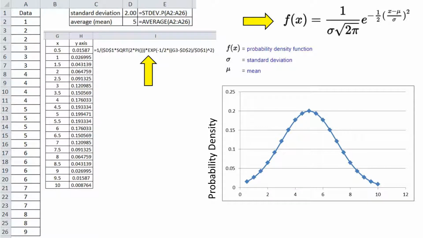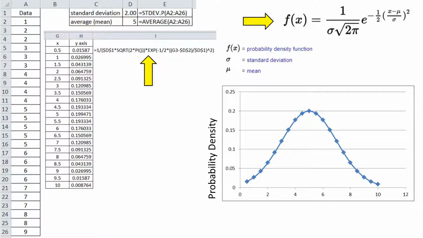Welcome to Intro to Statistics Part 4. In this video, we'll be going over the normal distribution. This is probably the most common distribution used to approximate the probability where a random sample will fall within the population. The normal distribution can be plotted using this formula.